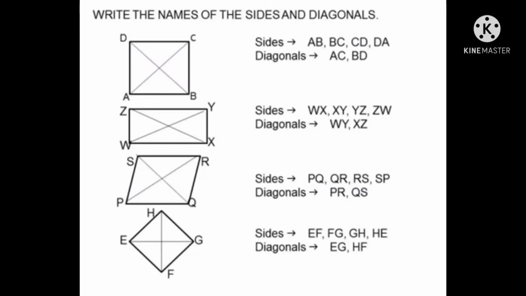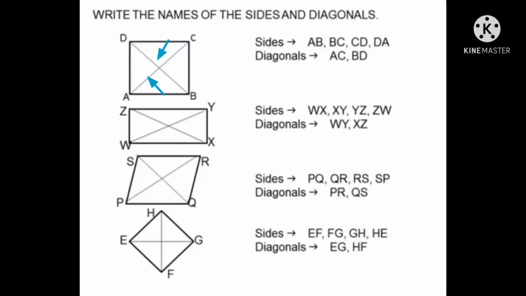The first one is the square. We know that it has four sides. We have to give the names, give the alphabets A, B, C, D. The sides are AB, BC, CD and DA. So there are four sides. And for diagonals, we know a line segment that connects only opposite corners. So we have AC and BD. So it has two diagonals.